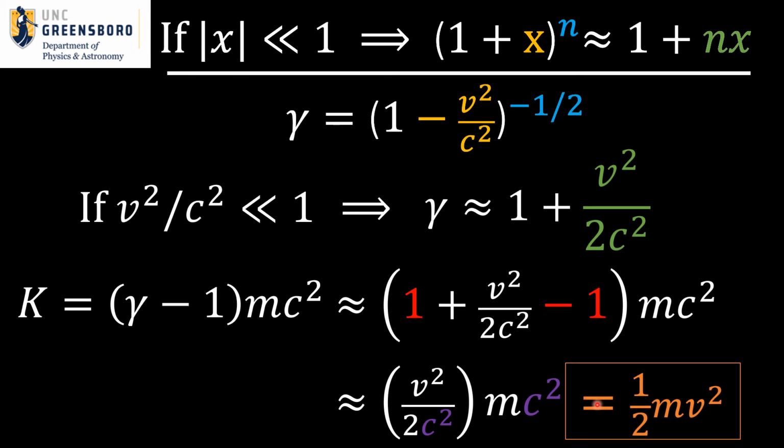So the point being, in order to show that the relativistic kinetic energy becomes the classical form, we have to use the binomial theorem. It's not at all obvious that this would happen otherwise.